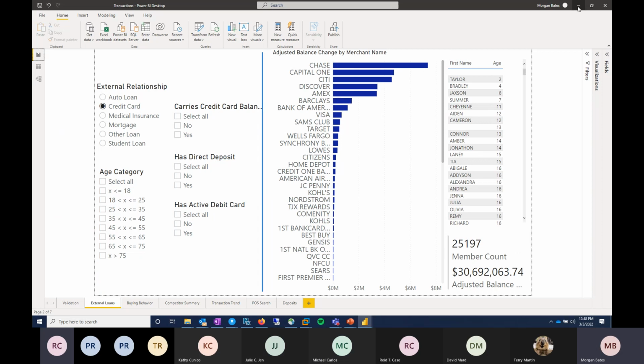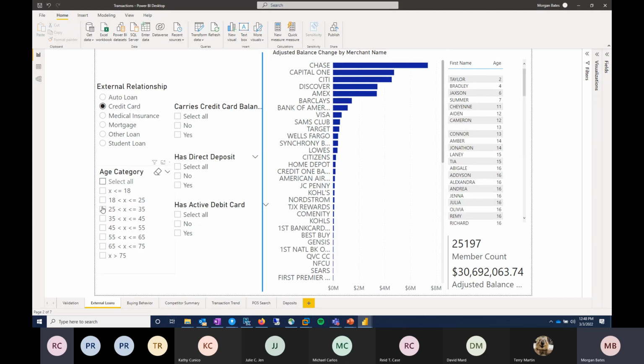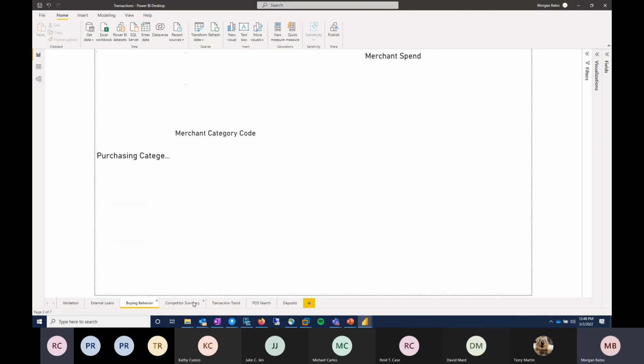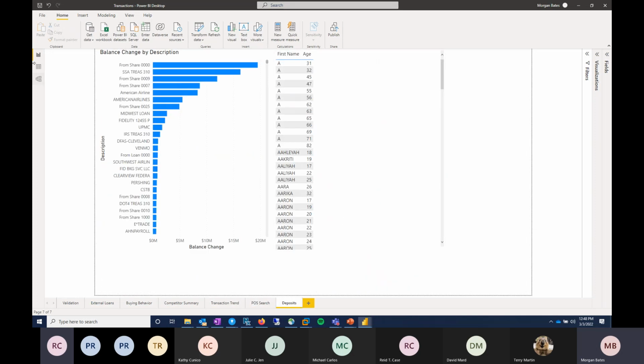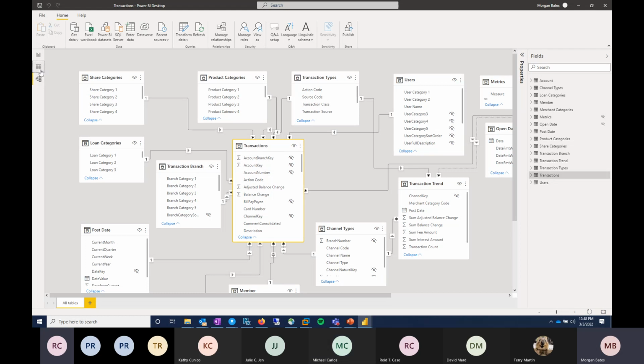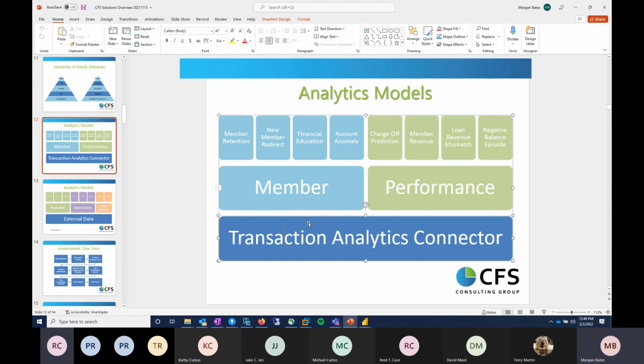So let's say the analytics connector is this bottom piece down here. You buy this, you're going to get the transactions table, but you're also going to get this dashboard that you're seeing right here with the external loans, the buying behavior, the competitor summary, the transaction trend, the point of sale. You're going to get this dashboard and this model for free. You get that out of the box. The moment you buy the transaction analytics connector, you get all of this for free.